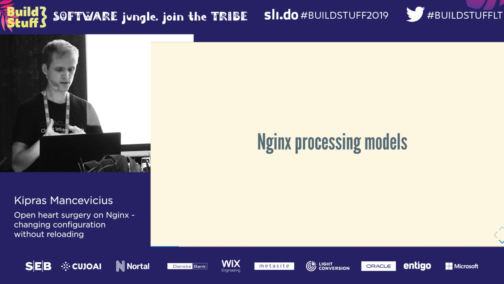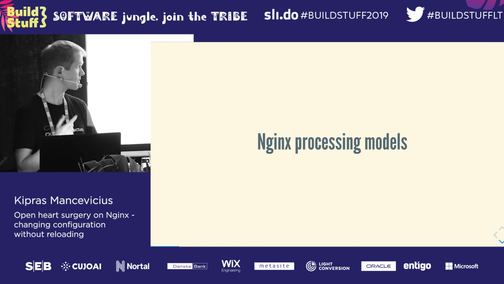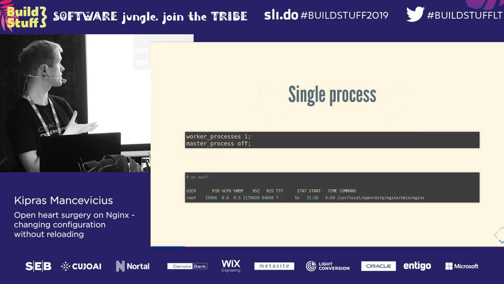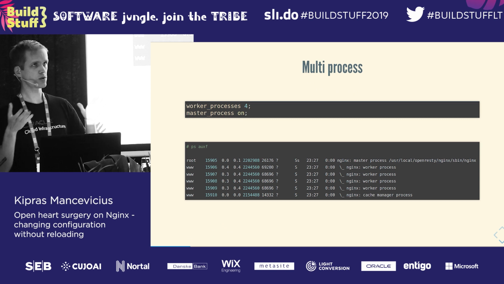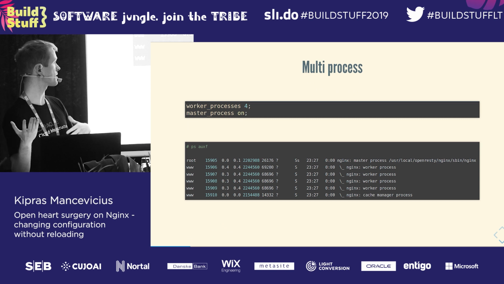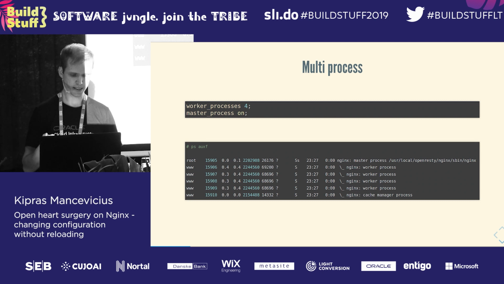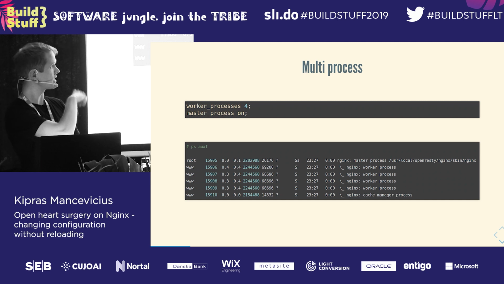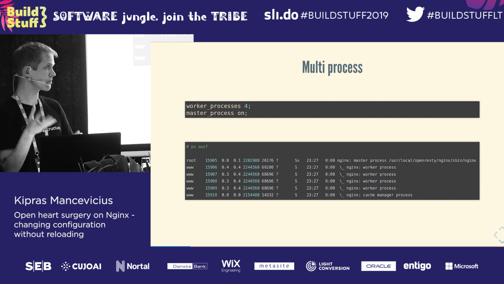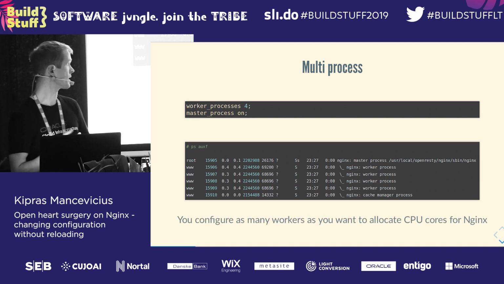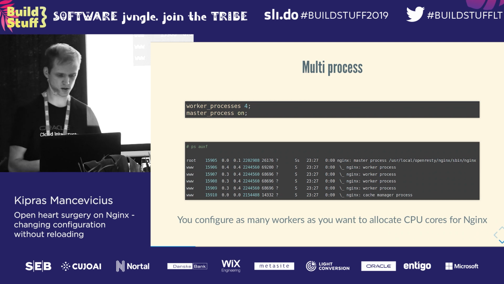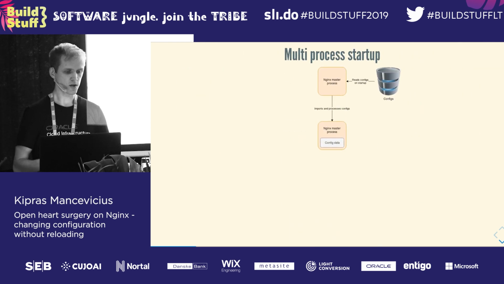Nginx has a couple of processing models that differ a little bit. You can use single process, or you can have multi-process. Generally, you use single process if you're debugging something, and multi-process in actual production. The multi-process nature of it affects the hot reload portion a lot, and I'm going to get into that a bit later. Generally, you configure as many workers as you want to allocate CPU cores for Nginx, because one worker can only use one CPU core, as it's one process.